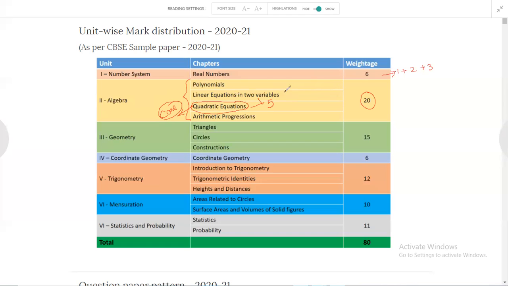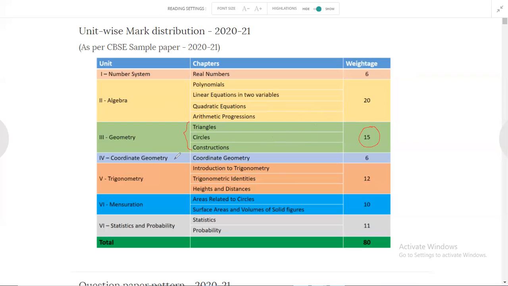Then for the remaining 11 marks from the other chapters, there may be 3 mark questions, 2 mark questions, as well as 1 mark questions. Then the next one is geometry. 3 different chapters are there: triangles, circles, and constructions. Now, the total weightage is 15 marks. So you can expect around 5 marks from each chapter, or the approximate weightage per chapter will be 5.